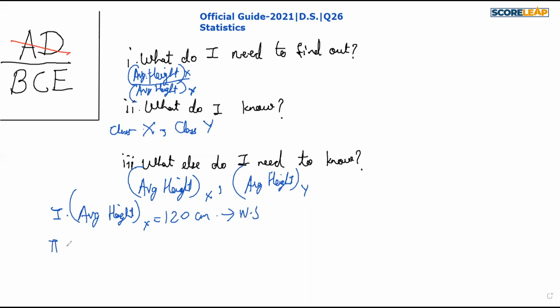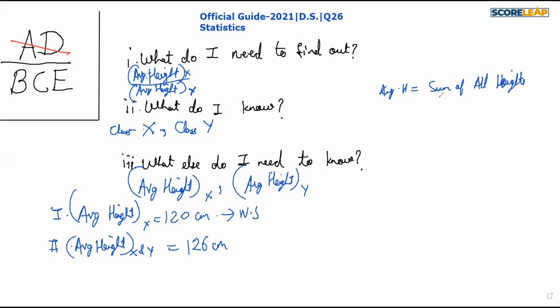Statement 2 says that the average height of students in class X and class Y combined is 126 centimeters. So what is average height? Average height is the sum of all heights divided by the number of students.